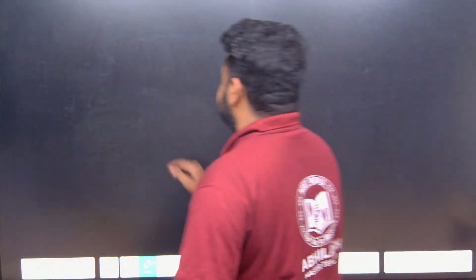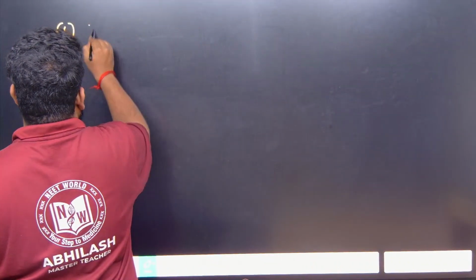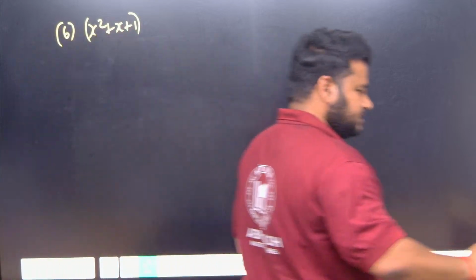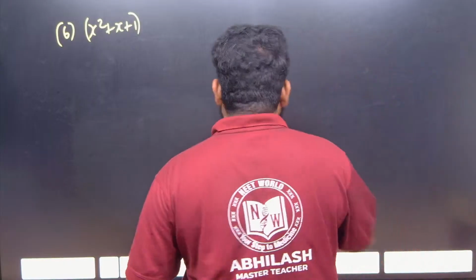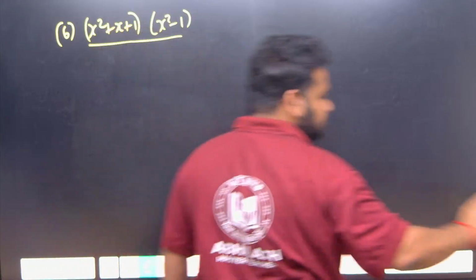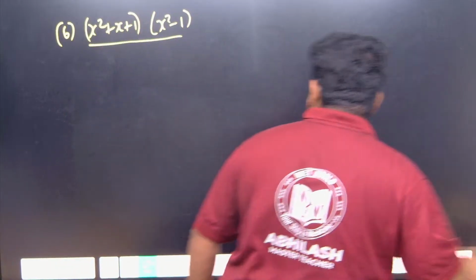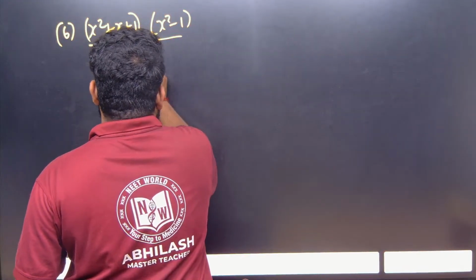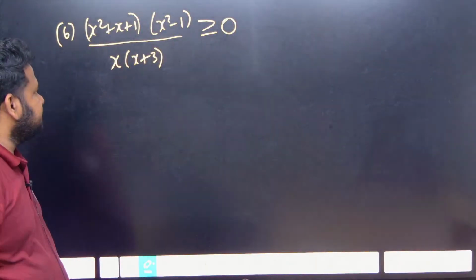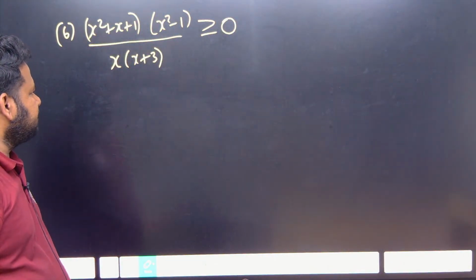The next question that we are having is question number 6. We are having x square plus x plus 1 into x square minus 1, divided by x into x plus 3, is greater than or equal to 0. So this is the question that we are having. Observe carefully.